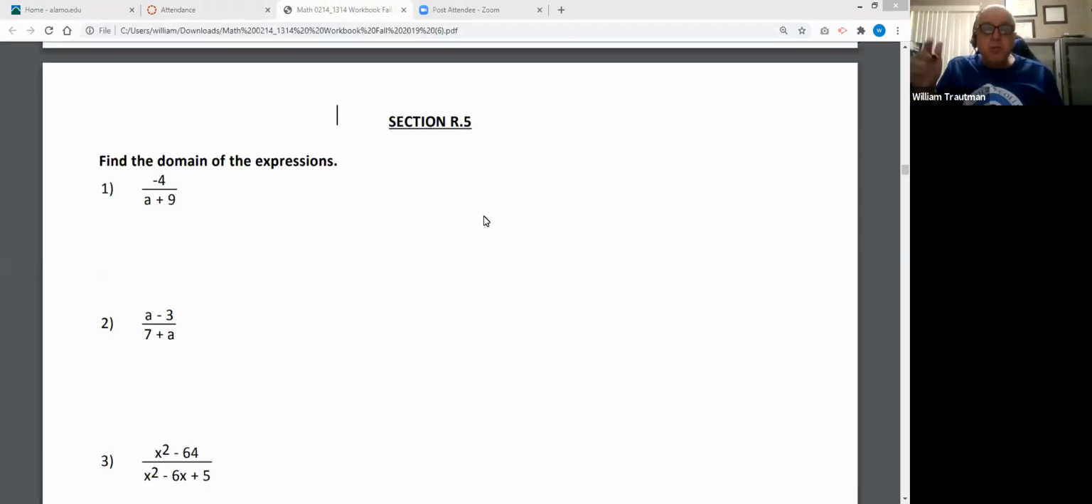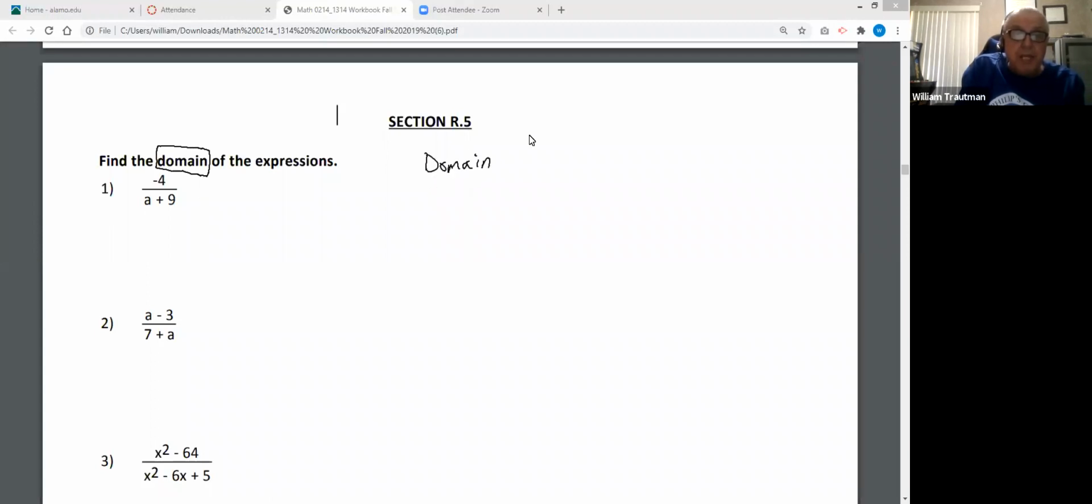All right. Welcome, everybody. This is R.5 of the Co-Req part of the class, rational expressions. The first thing we want to talk about is finding the domain, and many people get this mixed up.